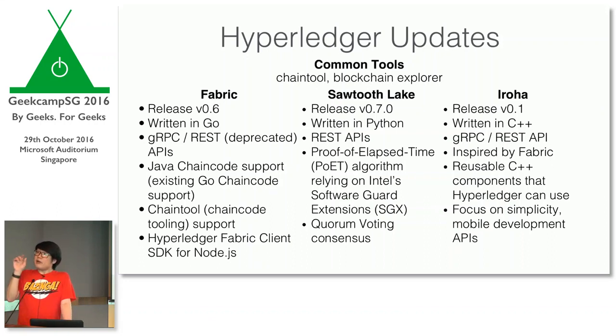Iroha is something that's very interesting that just came out. It hasn't been approved yet for the incubator. It is written in C++. It's pure C++. It's leveraging on gRPC and REST APIs as well. And it wants to be a lightweight blockchain implementation, to help address Android phones and iOS phones.